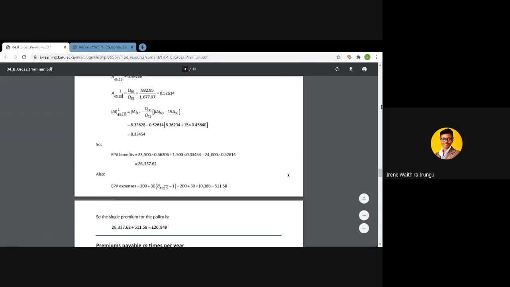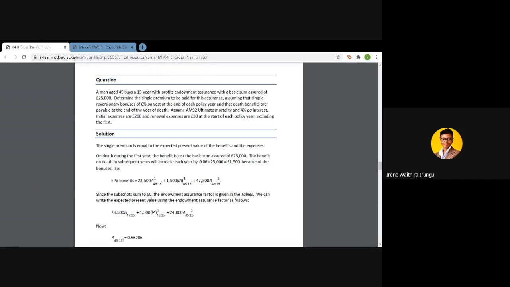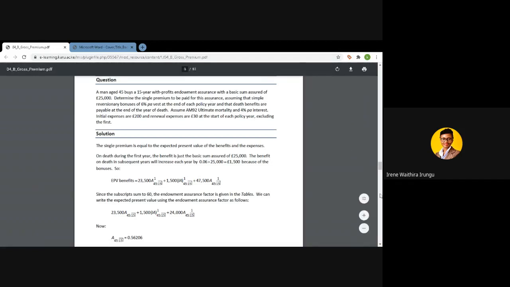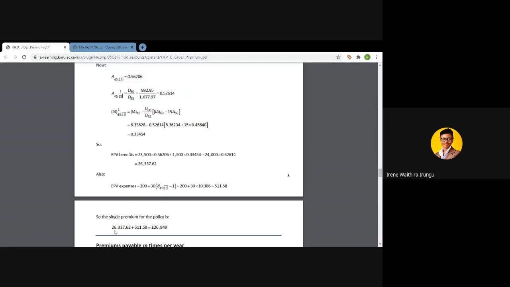Now, we had been told to determine the single premium to be paid for this assurance. If it's a single premium being paid at the very outset of the contract, it means that the expected present value of that premium will simply be an amount of P. So the EPV of the premium is simply P. And therefore, if we now apply the principle of equivalence, it means that my P will be equal to the summation of the EPV of benefits plus the EPV of the expenses. So the sum of these two will be equal to my P.